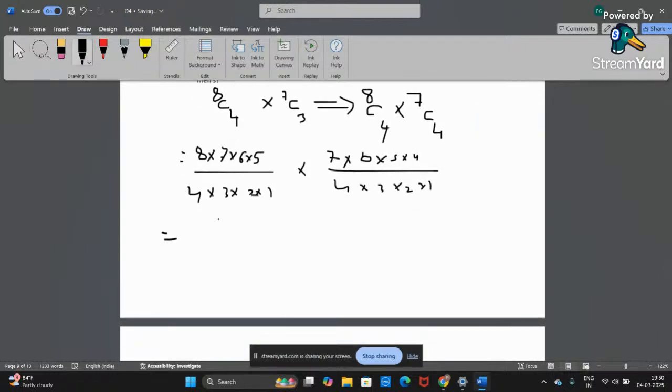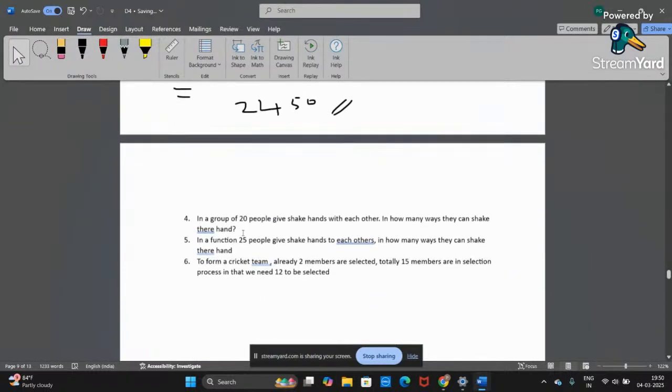So same way, find the answer. After calculating all this, for this value we'll get 70 and this will get 35 by simplifying, and finally we'll get 2450. This will be your answer. Now let's move on to next one.